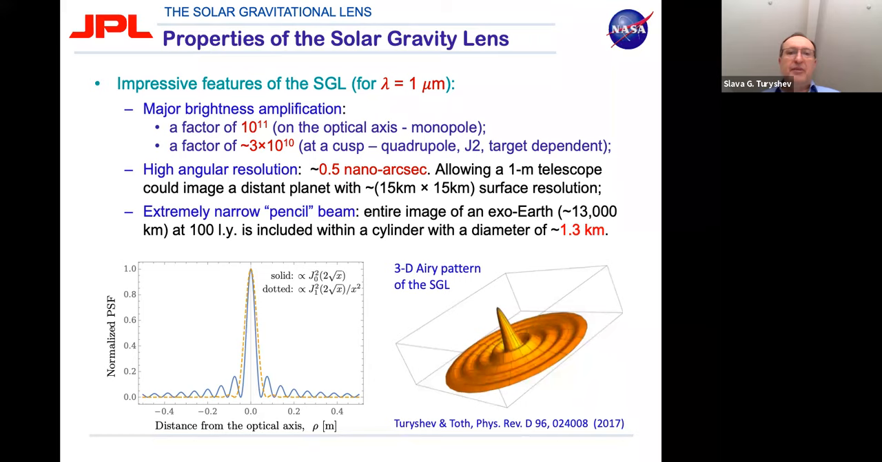of a distant object. On the left, you see the point spread function, the PSF, of the solar gravitational lens of the monopole sun. Essentially, it's proportional to the square of the Bessel zero function. It is not the same as a classical telescope, which is the ratio of J1 of X to X. So this is not the same, and it's a little bit wider. It behaves like one over R. It's not like 1/r^3 as a typical PSF of the classical telescope. Therefore we'll get some blur from other regions of the exoplanet. But this is the PSF.